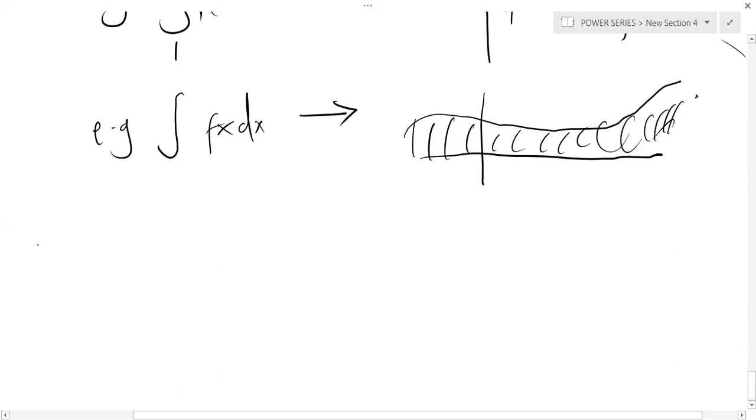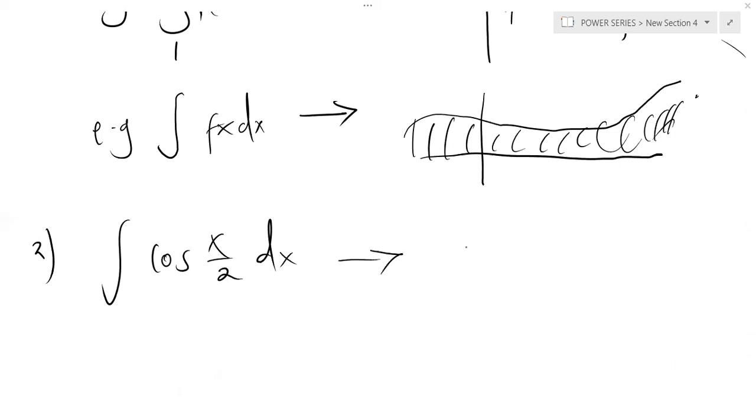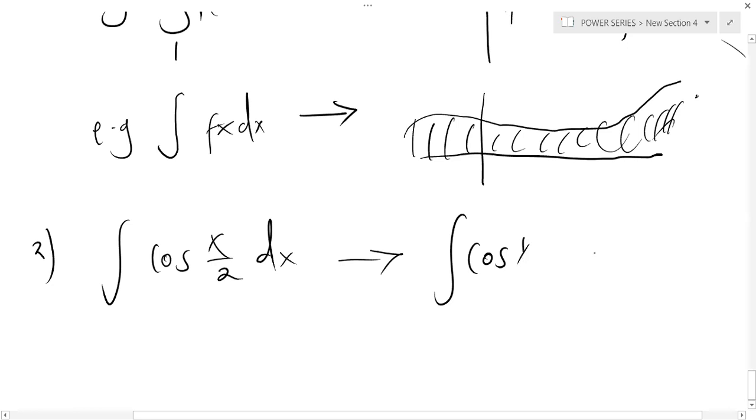Then the next question, question number 2: evaluate the integral of cos x over 2 dx. Now, this can simply be written as the integral of cos of a half x dx.